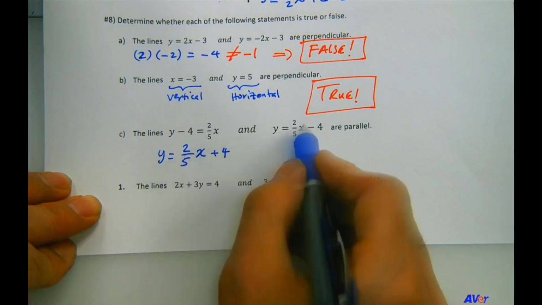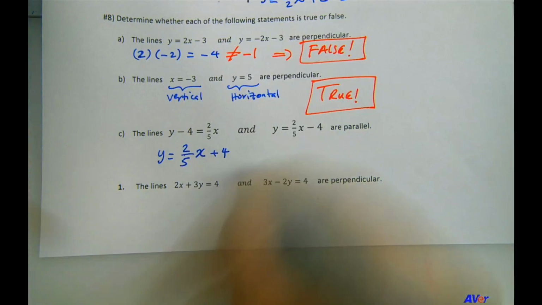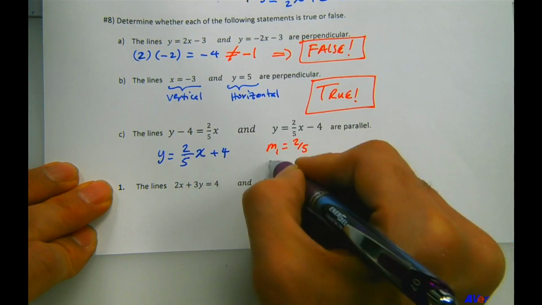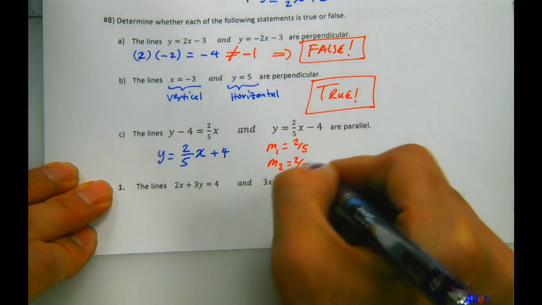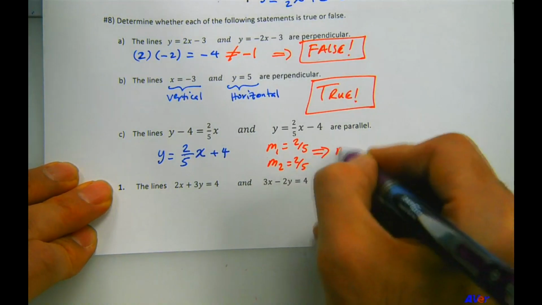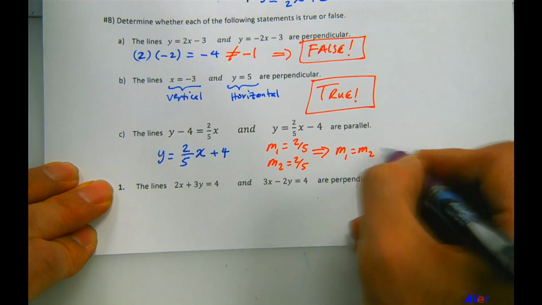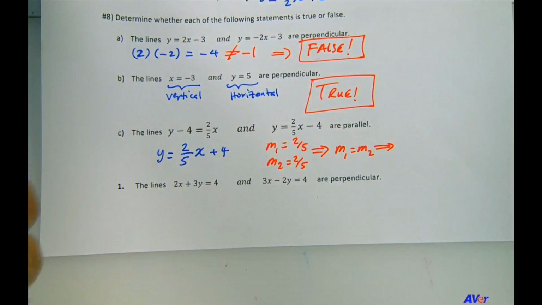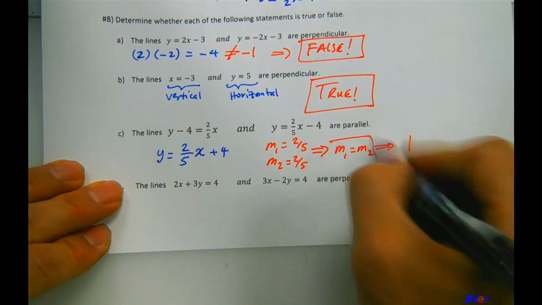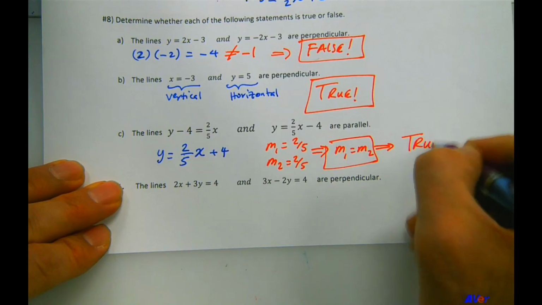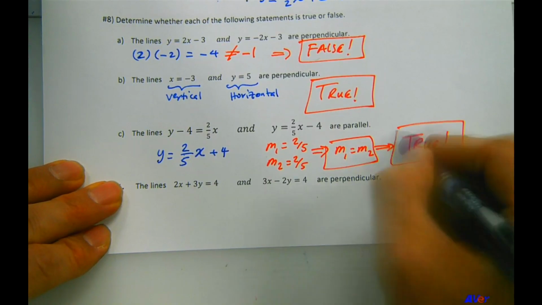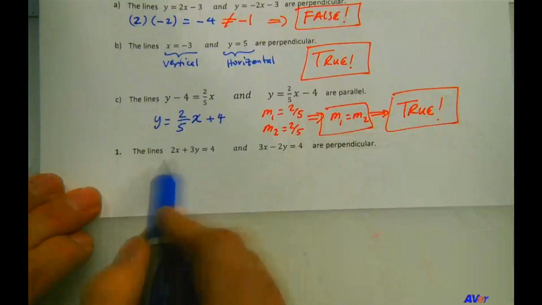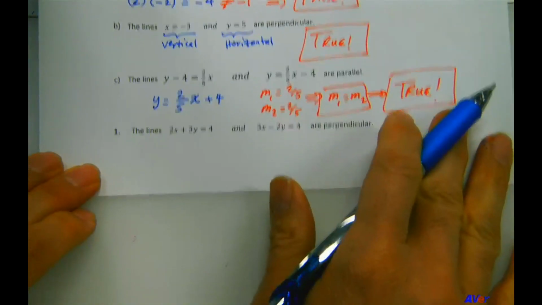So compare the slopes. So m1 is equal to 2/5, m2 equals 2/5. Therefore, m1 equals m2. So this is a true statement. True. Okay. It says the line and this are perpendicular.